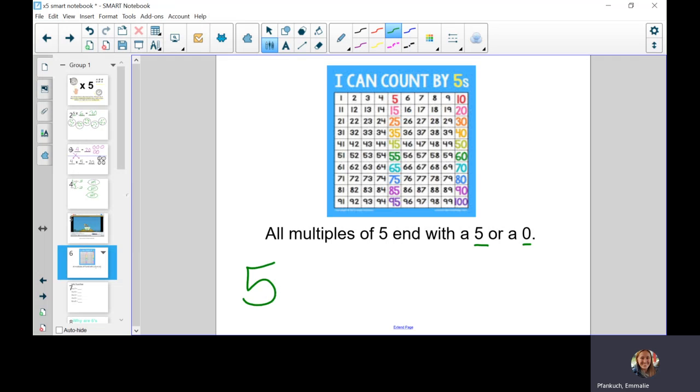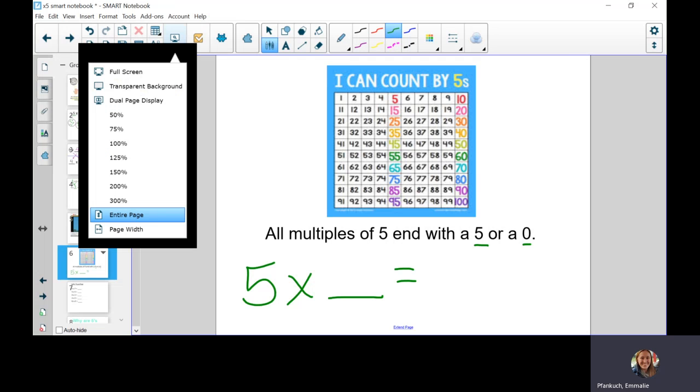So any time we do 5 times something, we can check and make sure we got it right by seeing if we have a 5 or a 0 at the end of our answer. Let's go ahead and look at some problems and see if we're ready to solve them using skip counting.